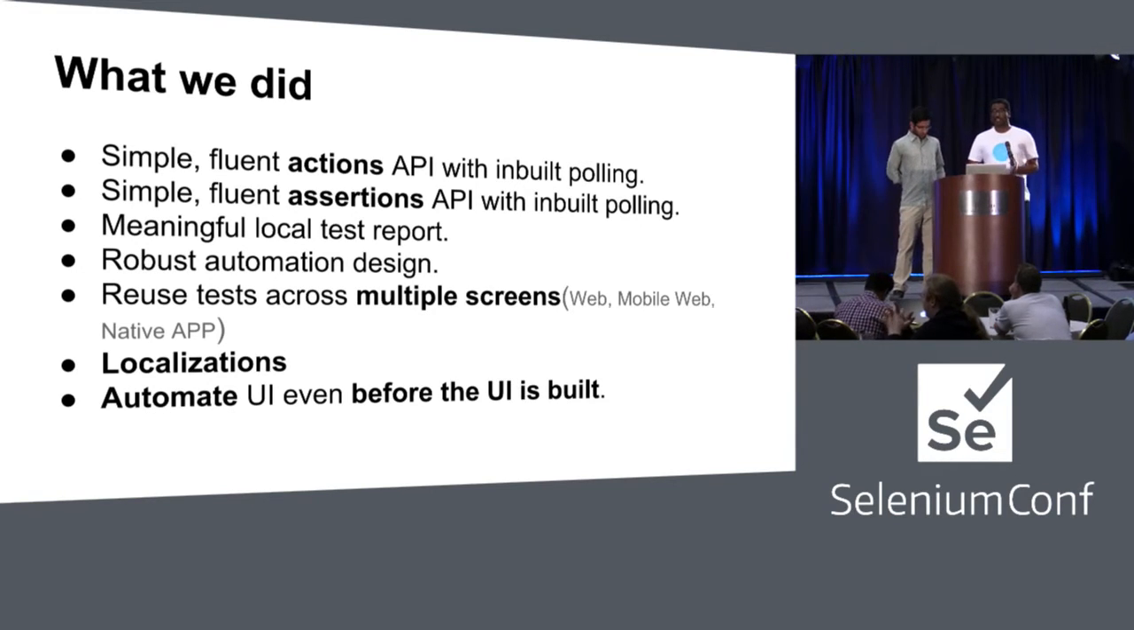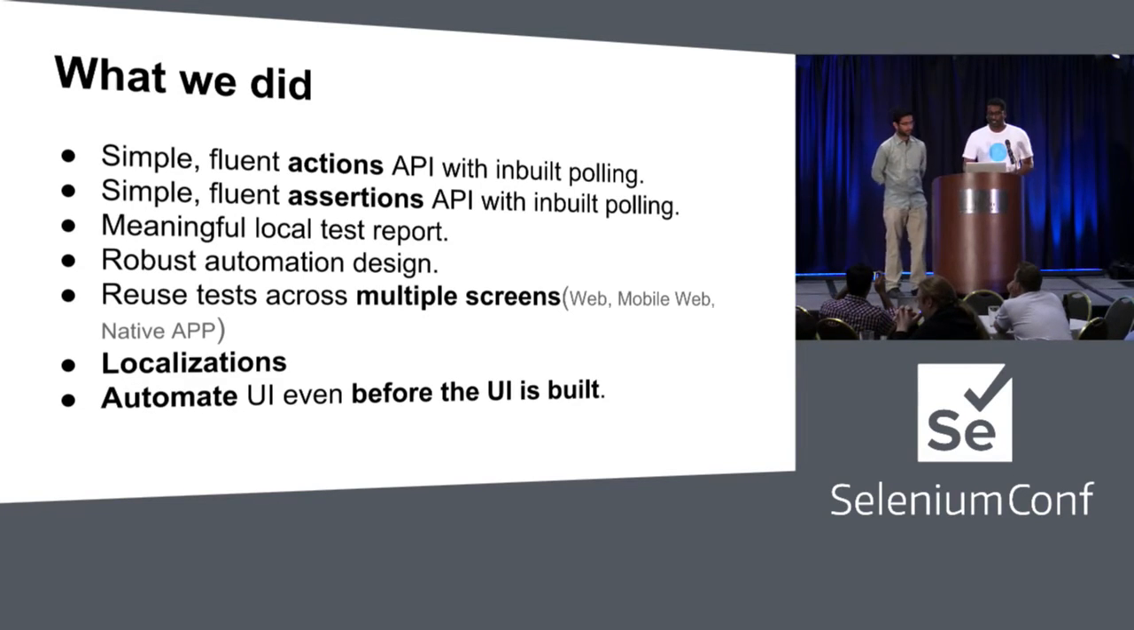We also wanted to write and reuse the tests written for desktop web browsers on mobile web browsers and also on native app. Definitely we had localization, and then we also came up with something so that we can automate the UI even before it is built. And when everything is built and deployed, we go ahead and run the test.